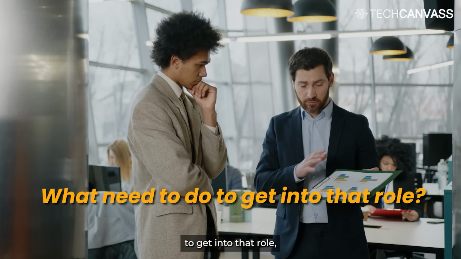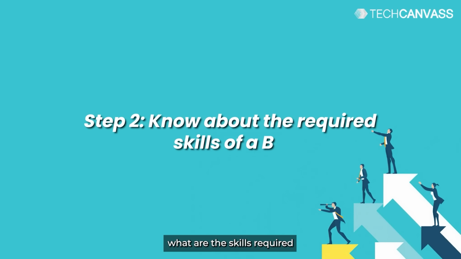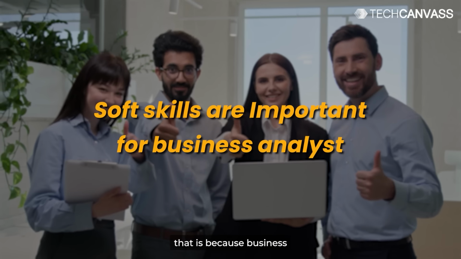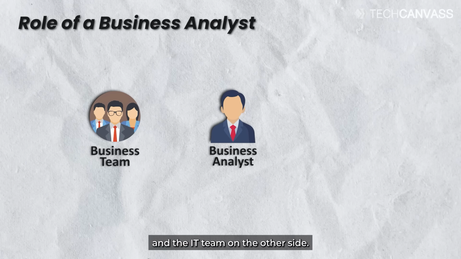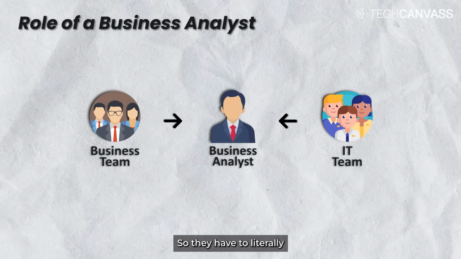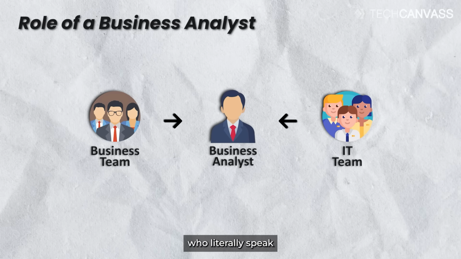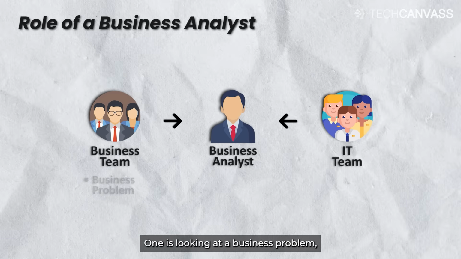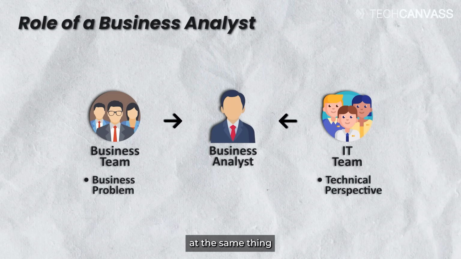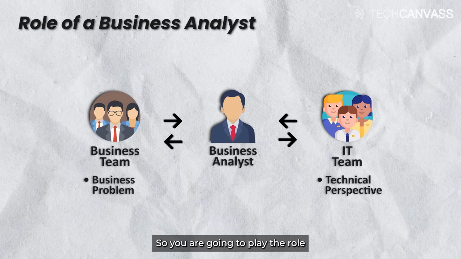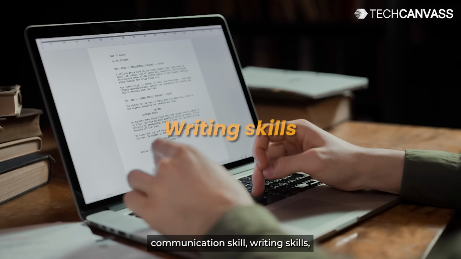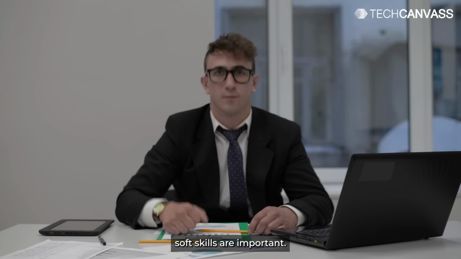Next, what are the skills required to become a business analyst? As you can see on the screen, there are 4 primary categories of skills. First is soft skills. Soft skills are important because business analysts interact with the business on one side and the IT team on the other. They have to talk to 2 different sets of people who speak different languages, not in terms of English and French, but in terms of mindset. One is looking at a business problem, the other is looking at the same thing from a technology perspective. You play the role of a translator and intermediary between these 2 sets of people. So your presentation, communication and writing skills all become important, and that is why soft skills matter.